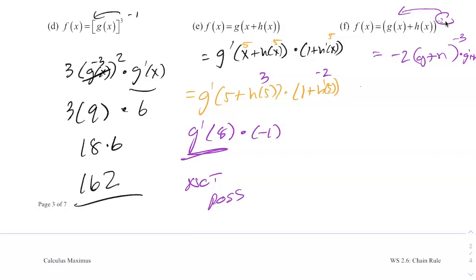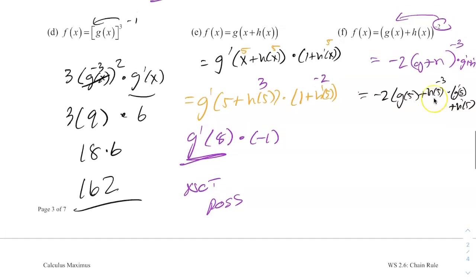It's a little messy. Let me draw it again. So I'm going to get -2, g of 5 plus h of 5, also to the -3 power, times g prime of 5 plus h prime of 5. A little better, not much.